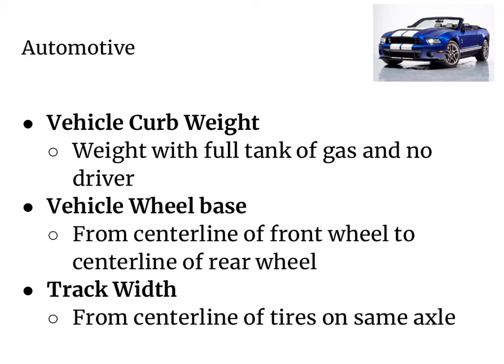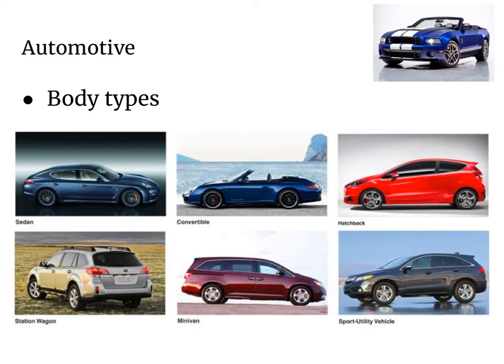Three other important terms to know are vehicle curb weight, which is the weight with a full tank of gas and no driver. Another one is vehicle wheelbase, which is the distance from the center line of the front wheel to the center line of the rear wheel of a car. And lastly is track width, and that's the distance from the center line of the tires on the same axle. Now that we've talked about different ways that cars are constructed and vehicle wheelbase, can you see the difference? And can you guess which construction method was used to build the cars on this list right here?